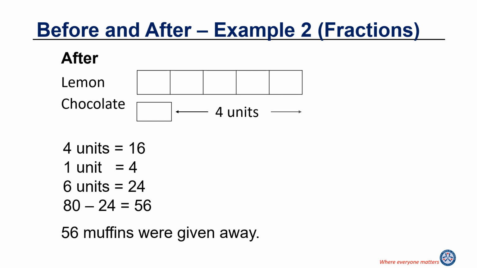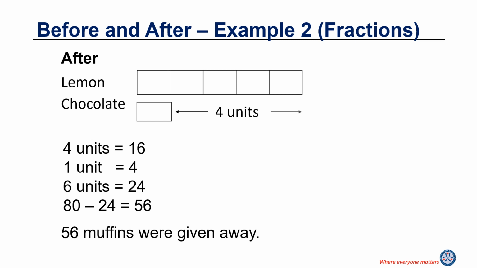The difference between the number of muffins is still 16. So 4 units represents 16 muffins. 1 unit represents 4 muffins. In the end, there were a total of 6 units. So 6 units represents 24 muffins.